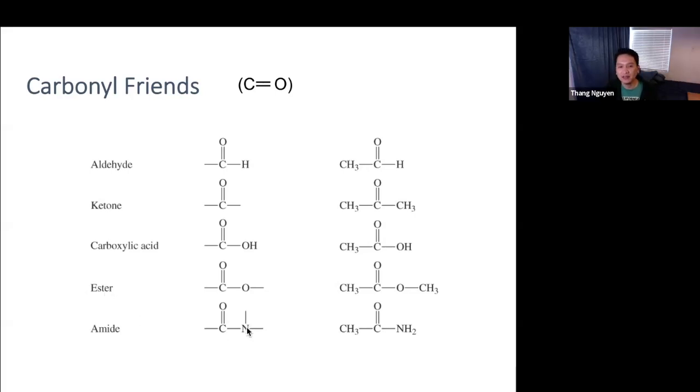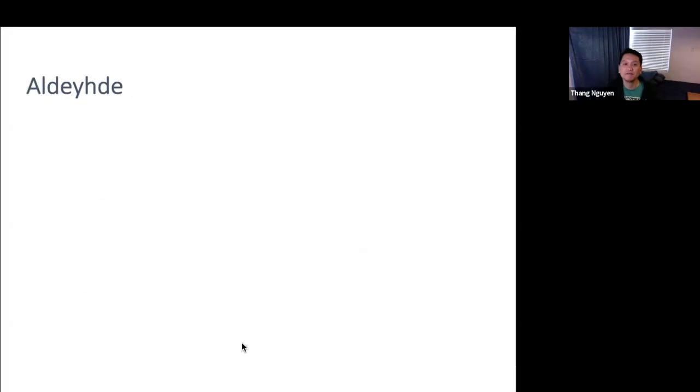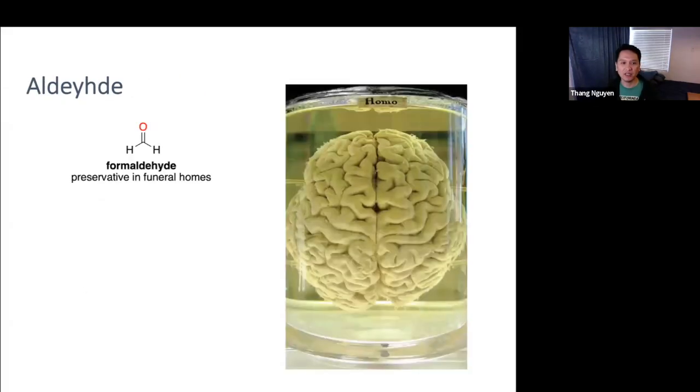Instead of that ester, we replace that with a nitrogen instead. We call that an amide. Okay, so we'll go over all of these one at a time. So our first one is aldehyde.